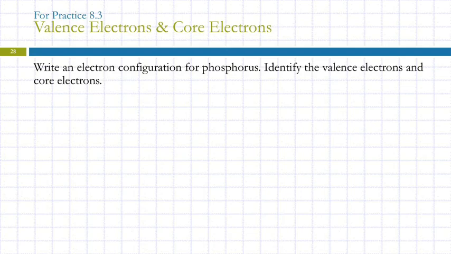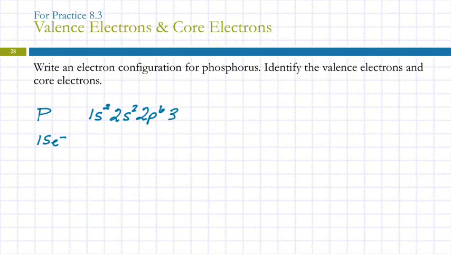So let's write an electron configuration for phosphorus and identify the valence electrons and the core electrons. So phosphorus is element number 15, so that means we've got 15 electrons. So here's phosphorus. I'm just going to make a note, 15 electrons. So we start putting the electrons in. They go into the lowest energy sublevels first. So the 1s is the lowest energy. We put 2 electrons in there. And then we go to the 2s, fill that one up, 2p.